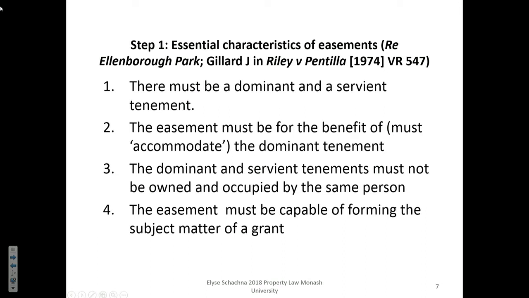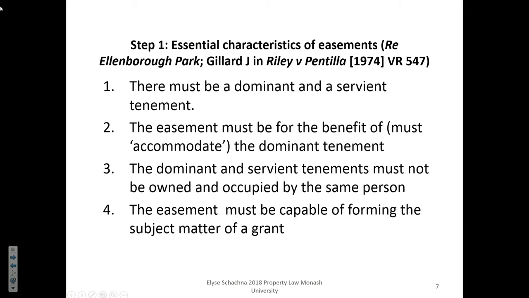And these elements have been set out in cases like Ellenborough Park and also in Riley. I'll go through the four of them just now briefly. We'll then look at the cases, and then we'll come back to going through these elements to see how the cases have worked through each requirement. So the first requirement is there must be a DT and an ST. So we need to identify what land is the DT and what land is the ST. That's step one, and that shouldn't take you too long to work out. It's just identifying the different land parcels in question.